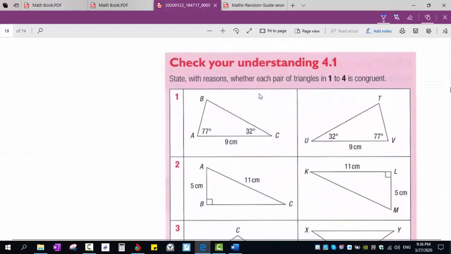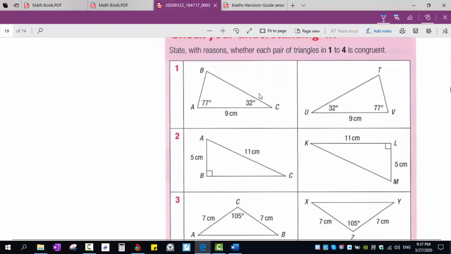Check your understanding. 4.1. These two triangles, what makes them congruent? They have two angles equal, and the side between the angles is equal, so these two triangles are congruent.